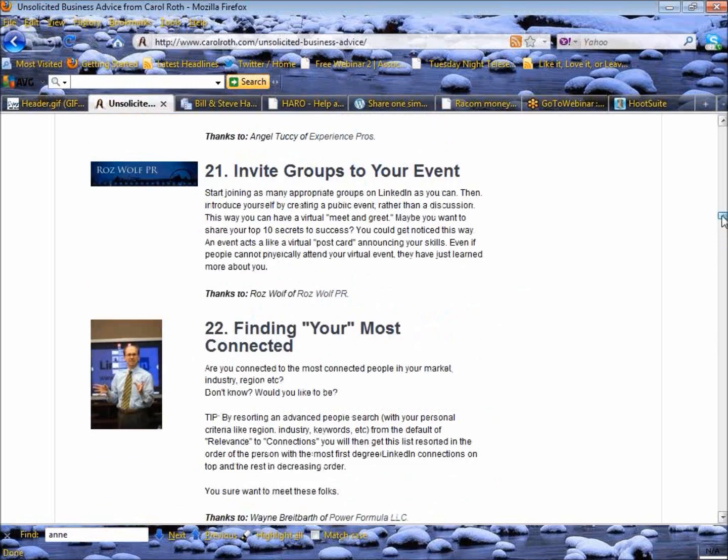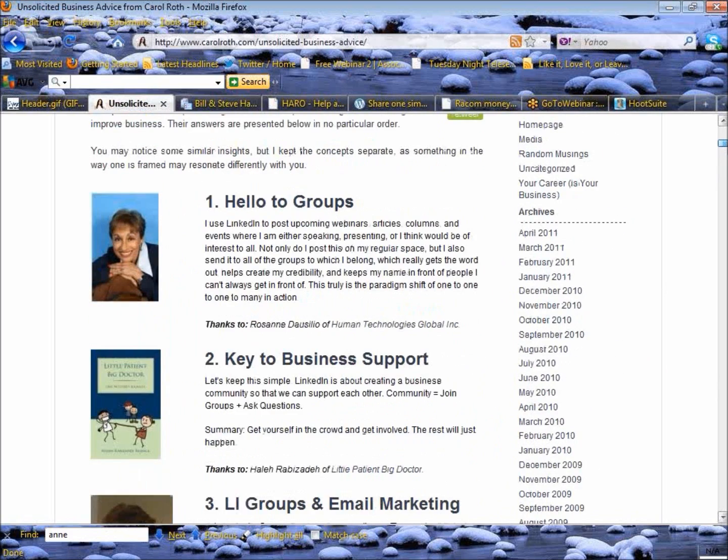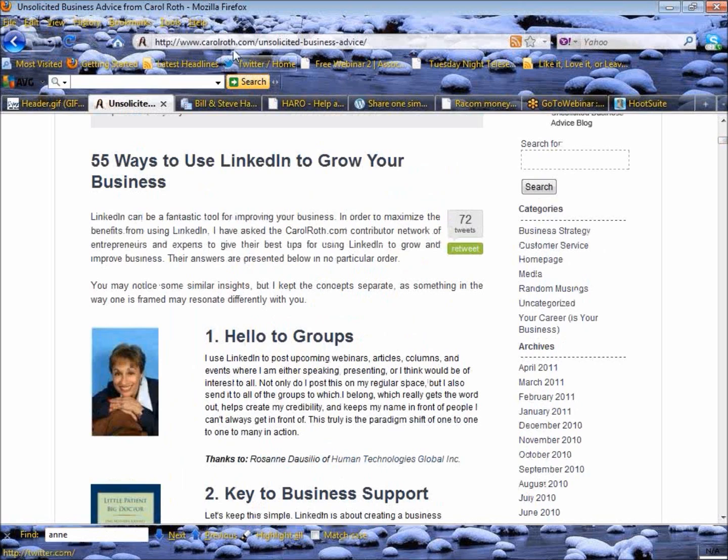And what's the reason? Because she's got 55 people out there who are helping to spread the word, just like I'm showing this article to you right now. And it's at carolroth.com, and you can go to her blog and read this article. It is very good. I did read it, and I'm really impressed with some of the tips that are on there, and going to start using some of them myself.